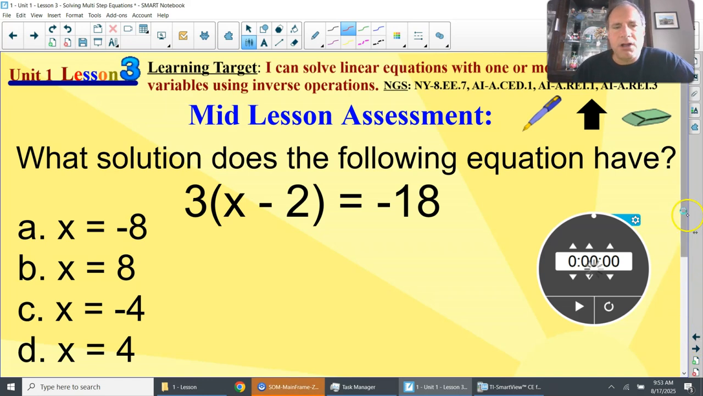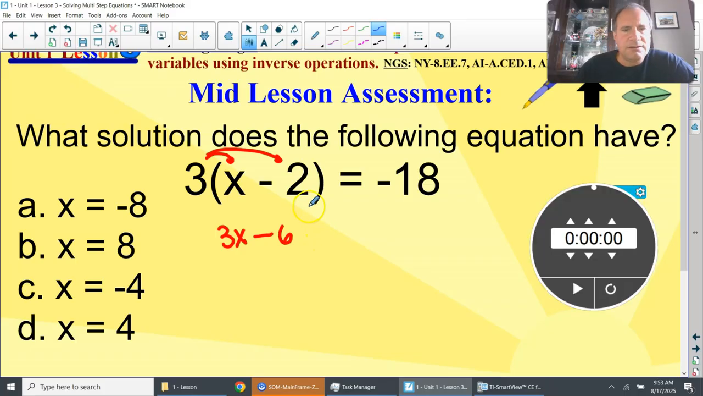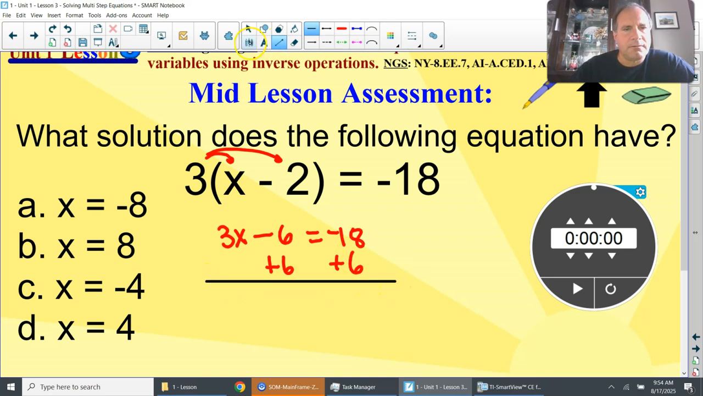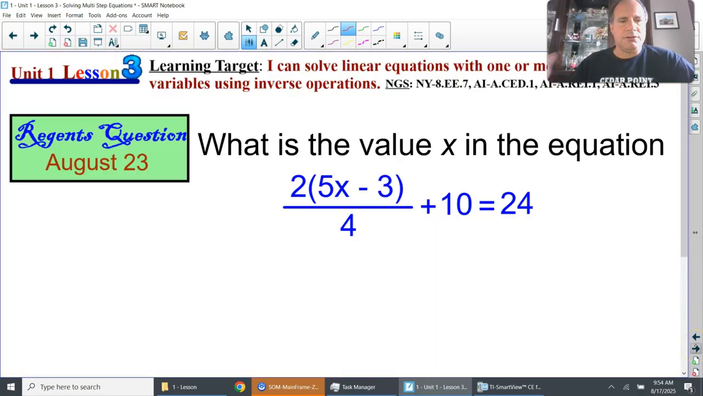So the mid-lesson assessment, again, it's pretty easy. Remember, you see parentheses, just go ahead and use the distributive property. 3 times -2, positive times a negative, yep, that is -6. So this is -18. Do the opposite of -6. You add 6 on both sides. The 6's cancel. You have 3x equals -12. Divide by 3. And x equals -4. That's it. Nice and easy. Distributive property first, and then use inverse operations.